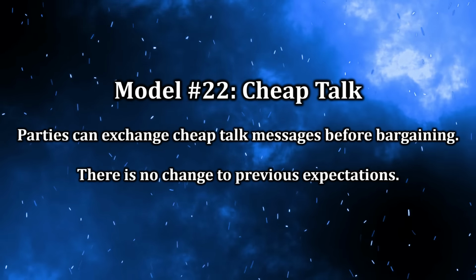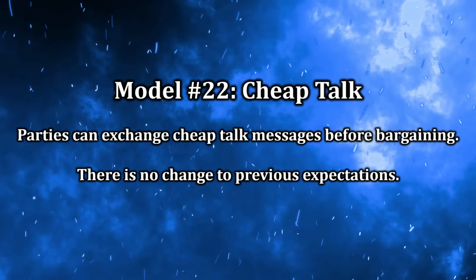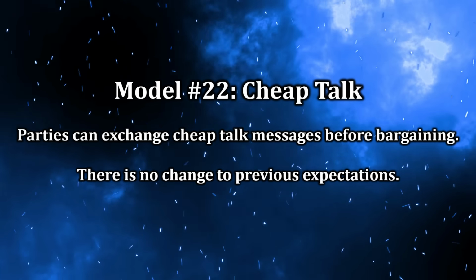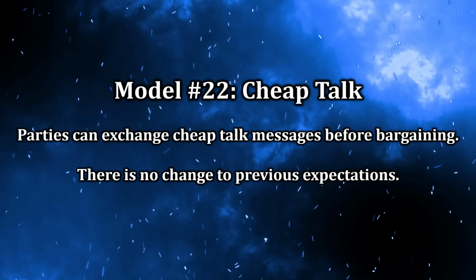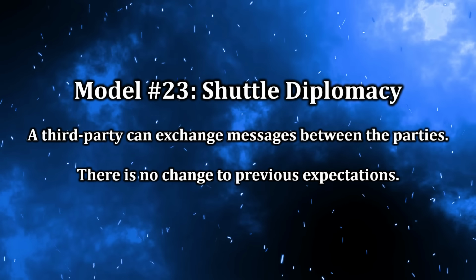Weaker types always want to bluff strength and have no disincentive to do so. Expectations with cheap talk are therefore identical to the cases without for the standard two-party model with uncertainty over costs or power.